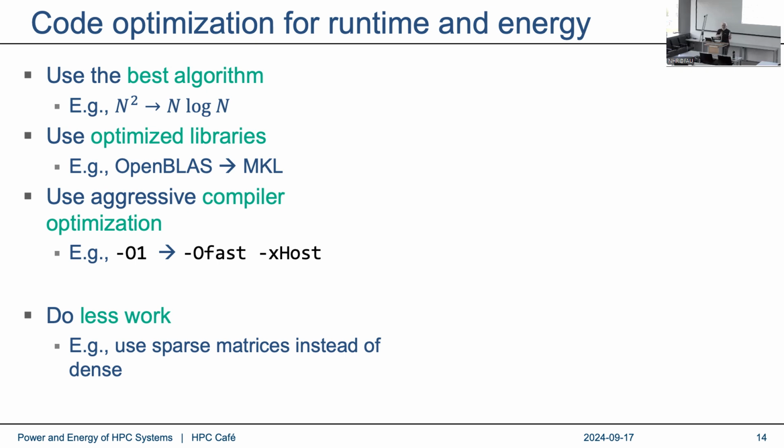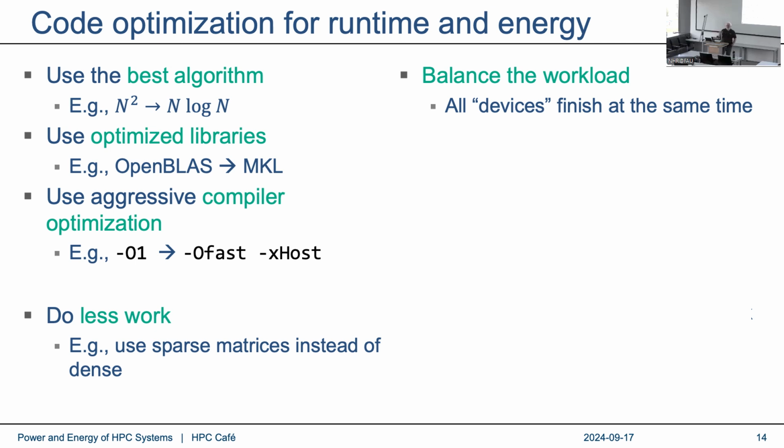For example, I might be using dense linear algebra, dense matrices, to do my work, but most of the entries in the matrix might be 0. So why not use sparse linear algebra? It does less work, and doing less work means getting there faster. Also, transferring less data is better. Balance the workload. Make sure that all your computing devices finish at the same time. It's called load balancing. If that's not the case, that is lock.